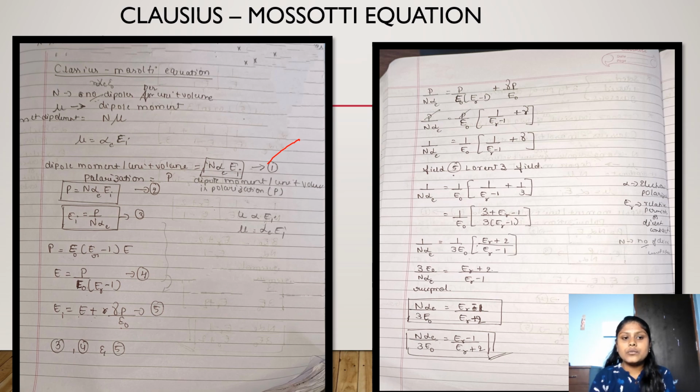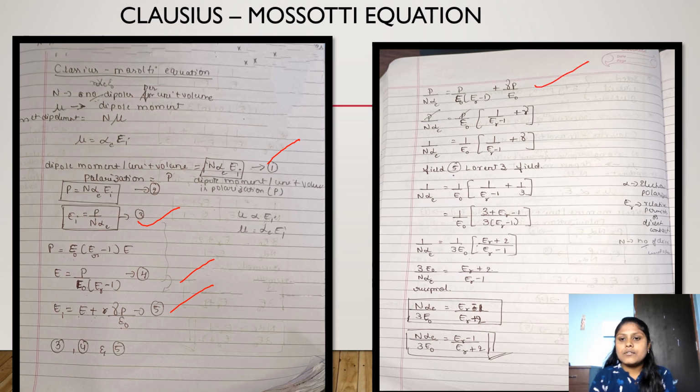Equation number 2. And when we rearrange this equation, EI is equal to P divided by N alpha, that is equation number 3. The formula for polarization P is equal to epsilon naught into epsilon r minus 1 into E. When we rearrange it, E is equal to P divided by epsilon naught into epsilon r minus 1. Equation number 4. And EI is equal to E plus gamma P divided by epsilon naught. Equation number 5. So when we substitute equation number 4 and 5 in equation number 3, we will get P divided by N alpha is equal to P divided by epsilon naught into epsilon r minus 1 plus gamma P divided by epsilon naught.